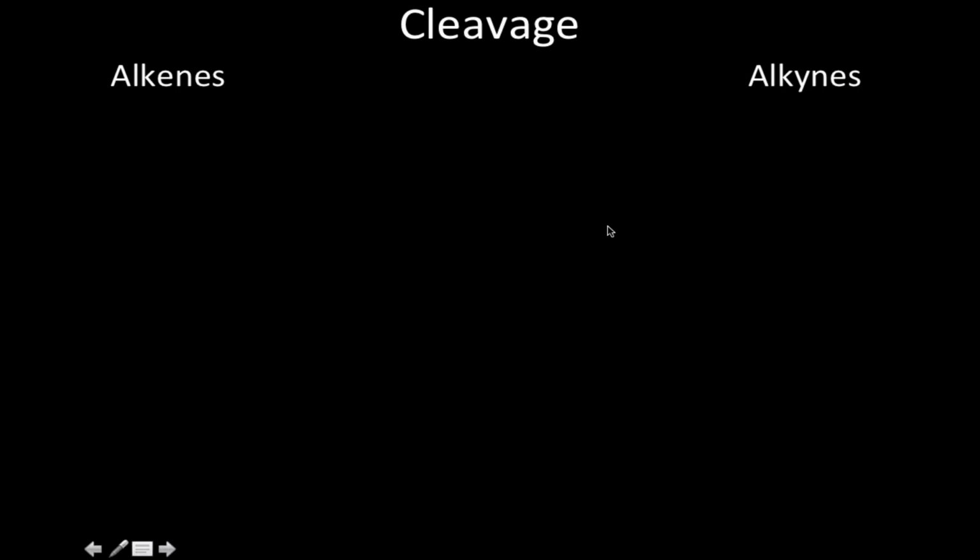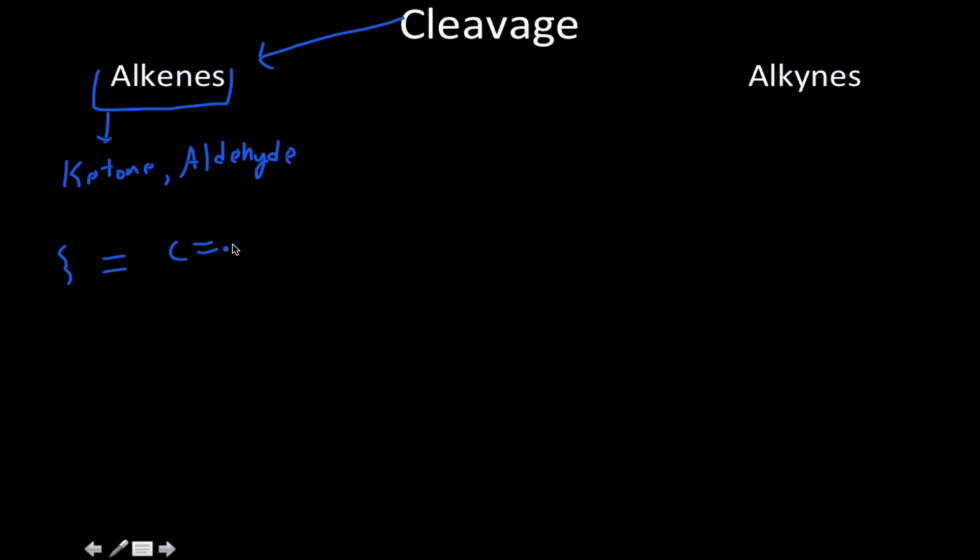All right, so let's talk about cleavage reactions or ozonolysis reactions. They're the same thing. There's cleavage reactions of alkenes, and depending on the structure of the alkene, it's going to give me different products. Usually it's going to be either a ketone or an aldehyde. I'll go ahead and write that down. What works here is whenever I draw a cleavage mark within a bond, I know that that means that I have given myself a carbonyl bond.